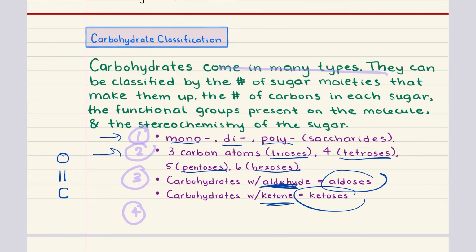In addition, aldehydes occur when the carbonyl group is on the end of the carbon chain. That carbon is going to be double bonded to oxygen, and it's also going to be bonded to a hydrogen atom. Ketones, on the other hand, occur when the carbonyl group is located on an internal carbon. So that carbon is also going to be bonded to 2 other carbon atoms.